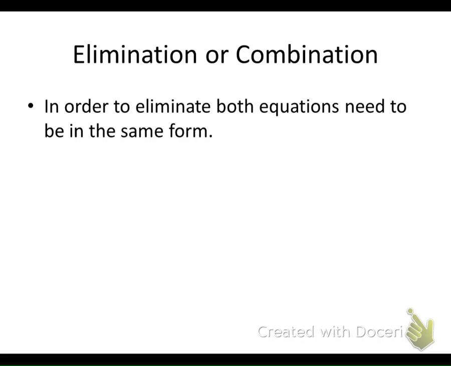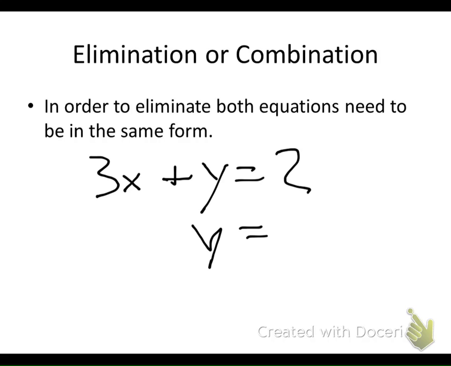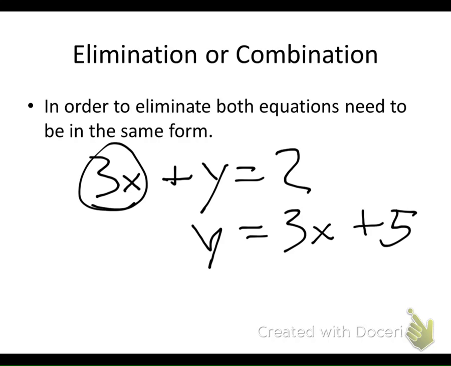Now, in order to eliminate, both equations need to be in the same form. What I mean by that is if I've got 3x plus y equals 2 in one equation, and in the second equation I've got y is equal to 3x plus 5, you'll notice how x is on the left side over here, but it's on the right side over there. That will not work. You need your constants on the same side, the y's on the same side, and the x's on the same side. If these are not on the same side, this is not going to work.